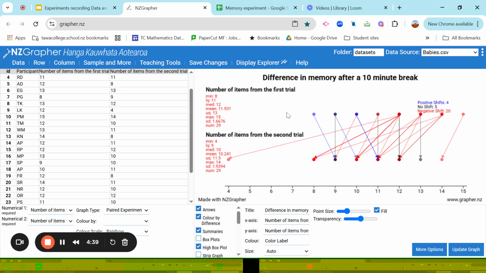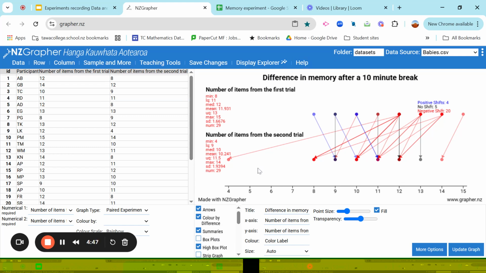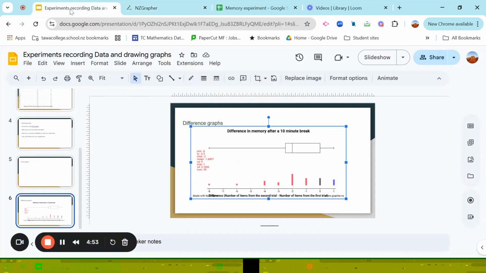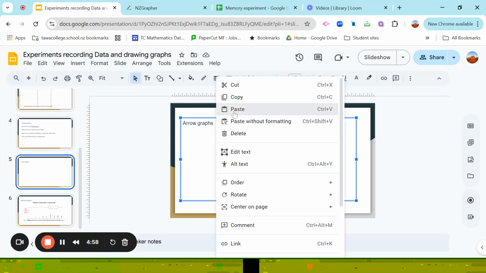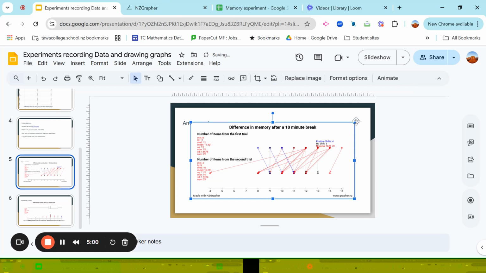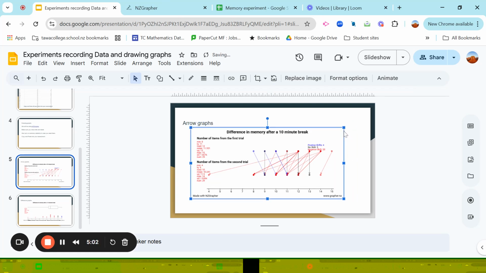All right, this graph here tells us a lot of information about what has happened. I don't have to rename anything because it has come up with the title that I gave the first one. So we're going to copy this image and paste it into our assessment. And that gives us our 2 graphs that we're going to talk about in our analysis.